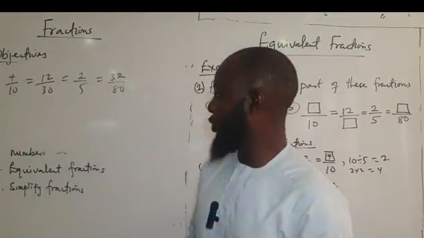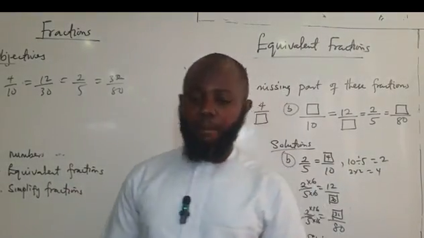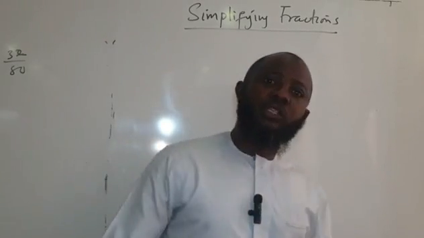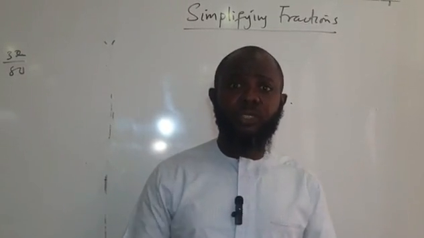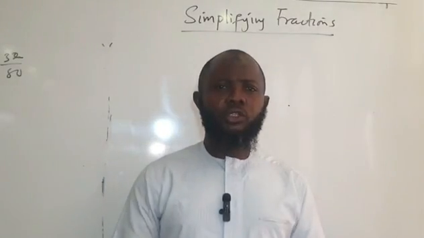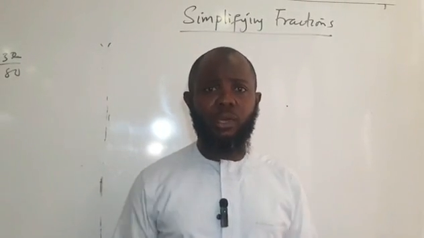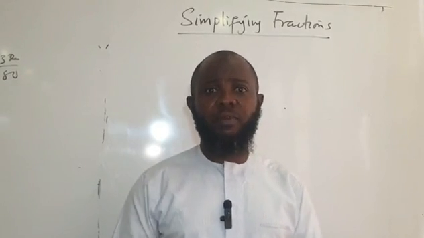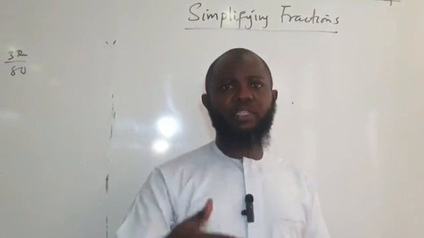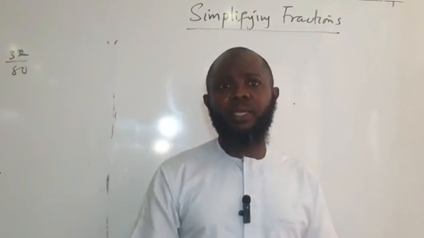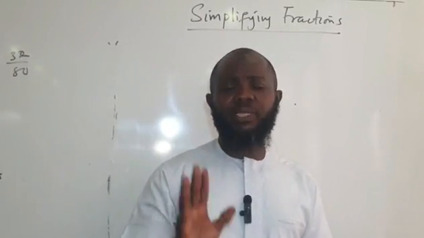So the last part of this video is simplifying fractions, which I'm going to explain in detail now. When you're asked to simplify a fraction, or to simplify anything in mathematics, you're asked to reduce it to its lowest term. You have to reduce it in such a way that there is nothing that can divide it again. So that is what we mean by simplifying a fraction. Simplifying a fraction means that you reduce the fraction to its lowest form, that is, to a situation whereby there is nothing that can divide both the numerator and the denominator.